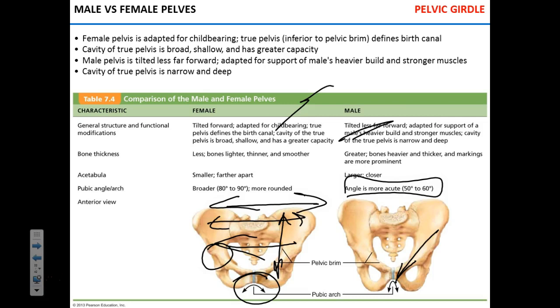Make sense? So for instance, Marvin is a typical male. Okay? Backward tilted, deep pelvic cavity, narrow, acute angle at the pubis. Does that make sense?